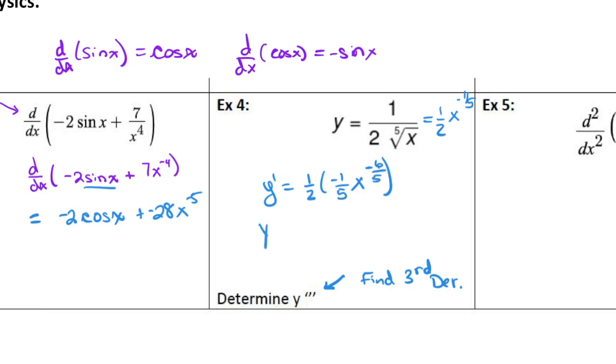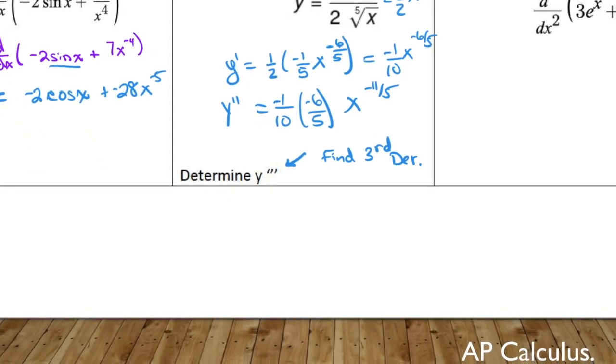Well, the second derivative, I suppose we should clean this up. It's negative 1 over 10. Here's your x to the negative 6/5. Second derivative now, negative 1 over 10 times negative 6 over 5, x to the negative 11/5, because I'm subtracting 1 each time. So that's my second derivative. So I hope you left some room to find that third derivative. When we simplify, we get y equals 6 over 50, and 6 over 50 reduces to 3 over 25 times x to the negative 11/5.